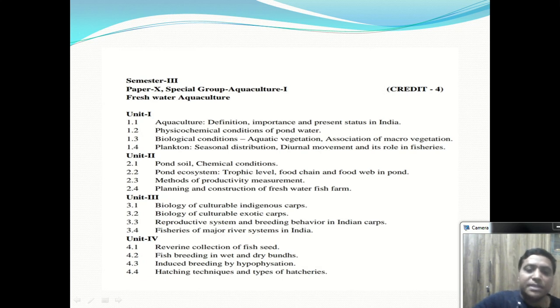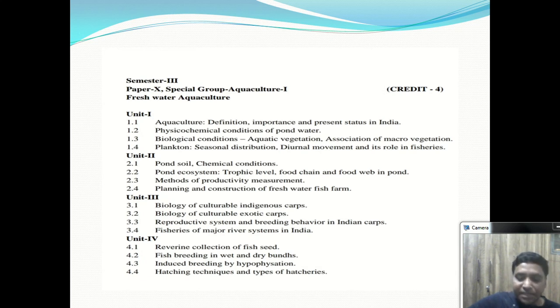Then the next topic, 1.3, is the biological condition. Here they ask about aquatic vegetation and the association of macro vegetation. Now, when we visit any pond and observe it, we find some marginal plants. Some plants are submerged plants, some are floating plants, and some are macro plants. All these plants are called aquatic vegetation.